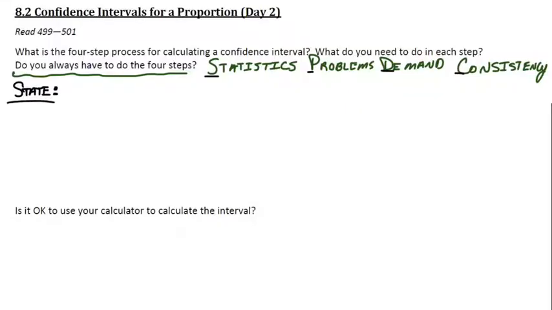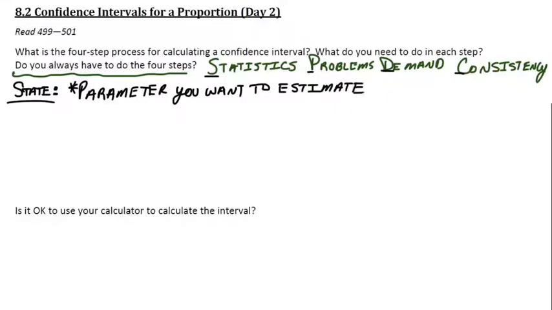Let's start with the S, state. And in that step, generally you just need to state what the parameters are, like what parameter you want to estimate. So what are you building the confidence interval for? And then other than the parameter you want to estimate, what confidence level are you going to use? So what parameter are you building this confidence interval for, and then what confidence level?